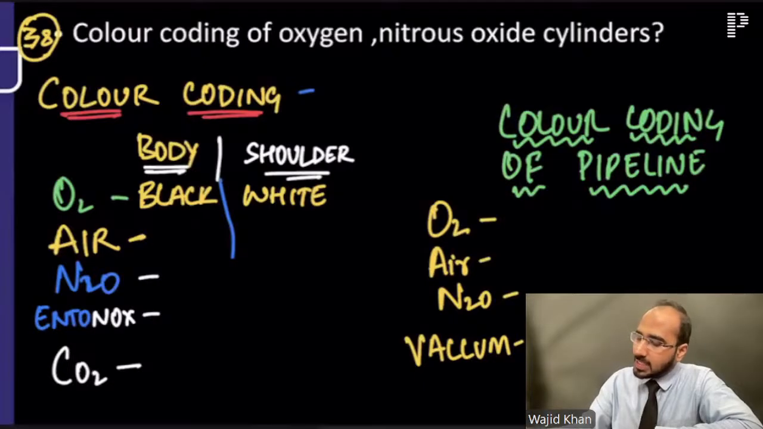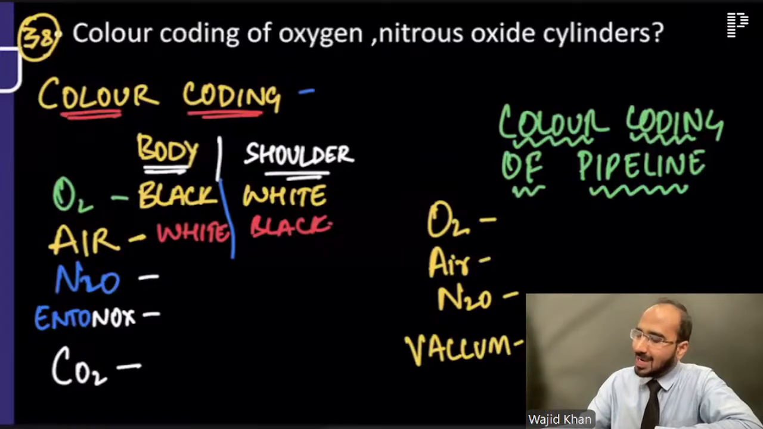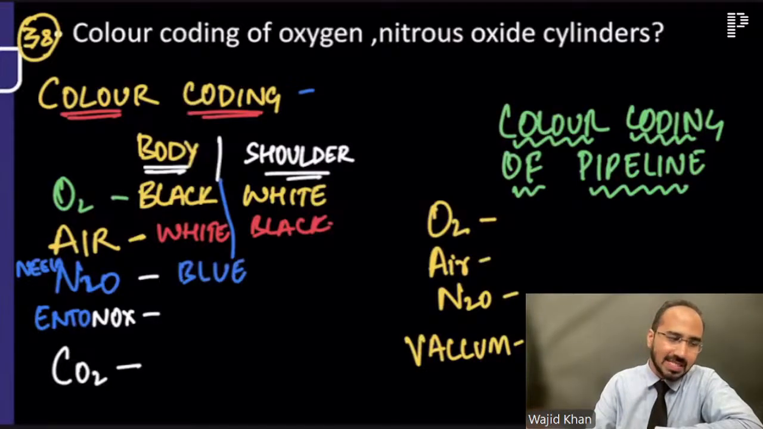Whereas for air, what is the color, guys? Air is the opposite of oxygen. It is white body and black shoulder. Okay. Nitrous, what is the color coding? Nitrous, always remember, guys, nitrous is stored in a Neela cylinder. Neela means blue in English. Complete blue. That is, nitrous will have a blue body and blue shoulders.